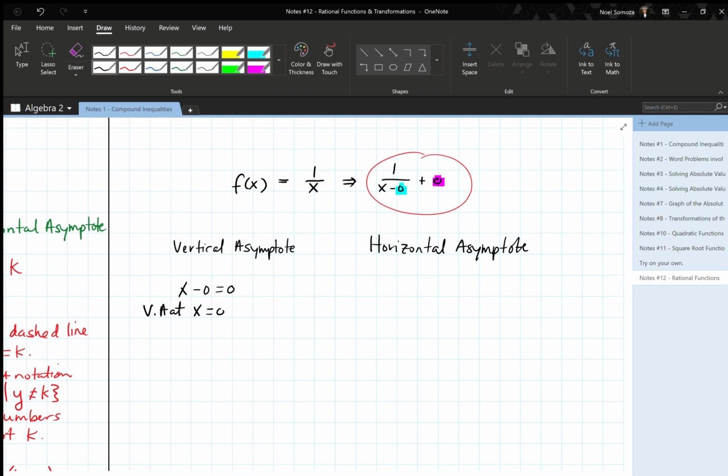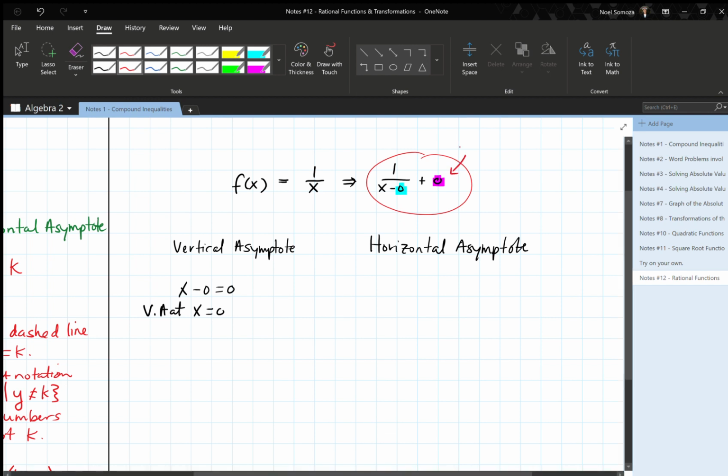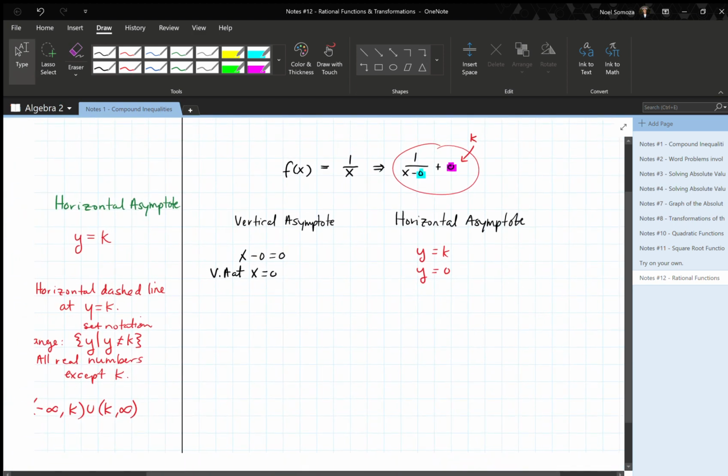For the horizontal asymptote, this one's easy. We're just going to set it equal to k. Right? That's our k there. So then y is equal to 0. Okay? Or y equals k, where k is 0. All right. So there I have my two asymptotes.